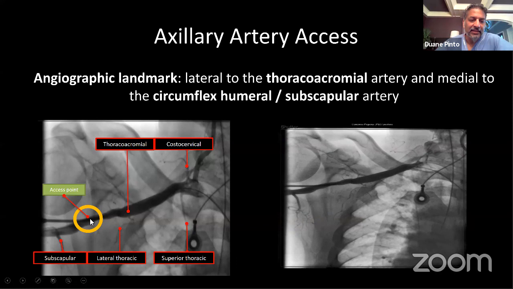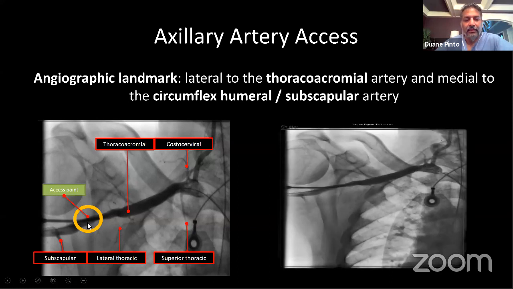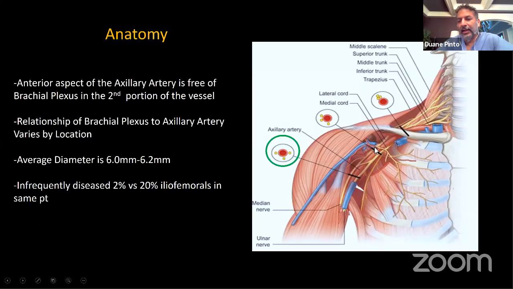In addition, when you access the second portion of the axillary artery, you're far away from the compartments as well as the brachial plexus. So if there's bleeding, you will not end up with a compartment syndrome, and you will not end up with a brachial nerve palsy. It's less frequently diseased than the iliofemorals. In the same patients, if you have a diseased iliofemoral, it occurs about 20% of the time in one series. But in those same people, there was only 2%. The average diameter, a way to remember it, is about 0.5 millimeter smaller than the common femoral artery.